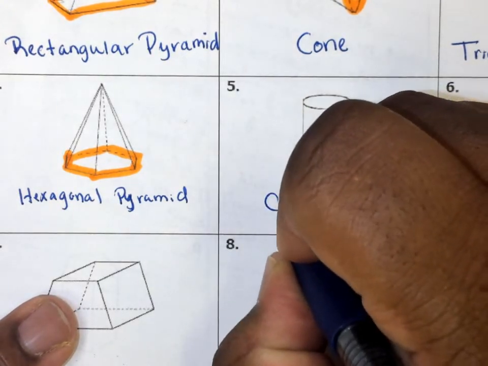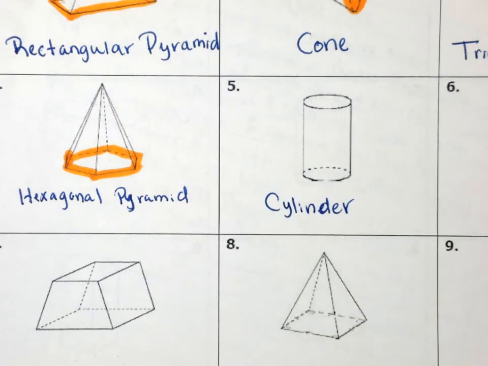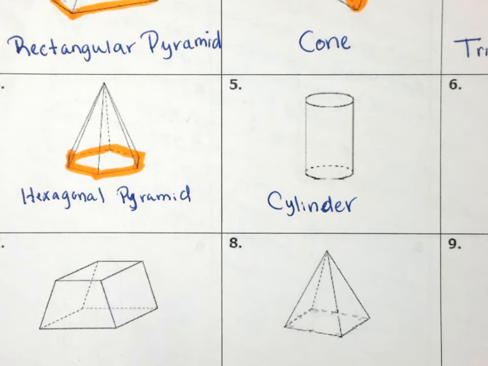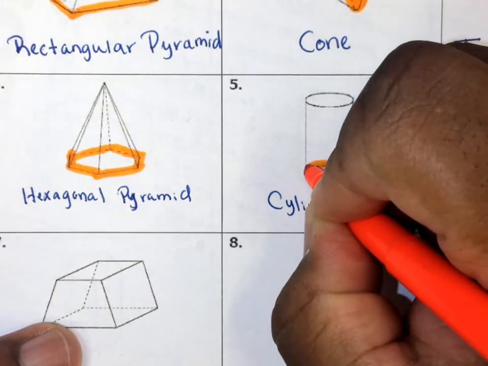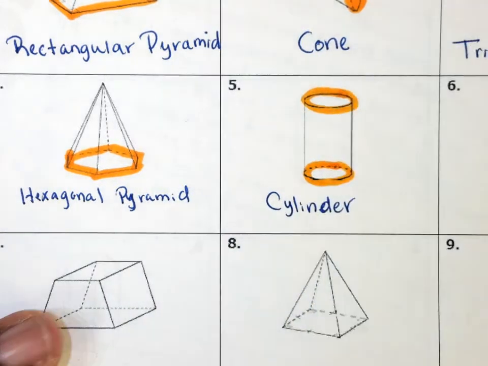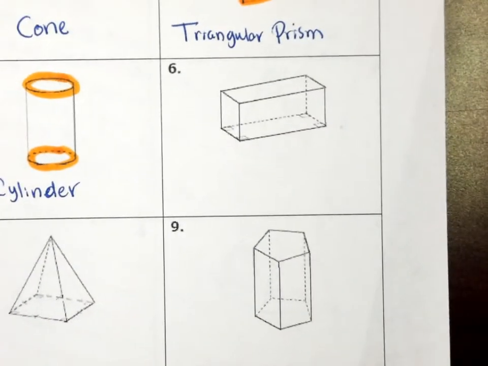Cylinder. What shape are your bases? Thank you. Just need you to know. Yeah, we just call it a cylinder. Oh, Nivea, number 6.